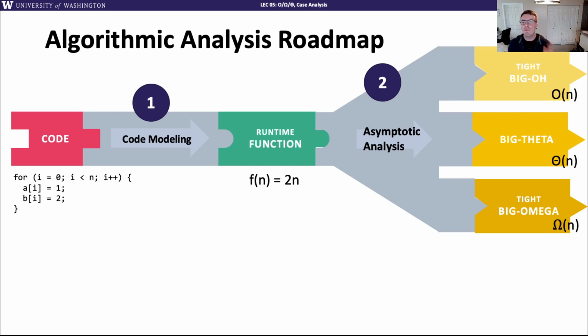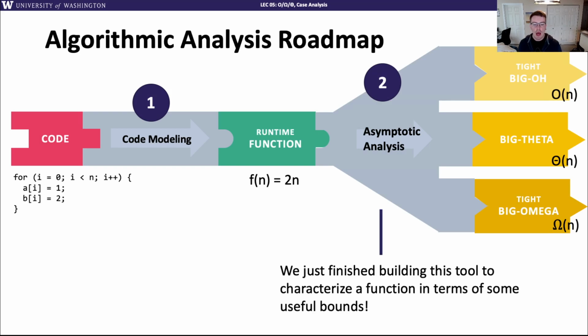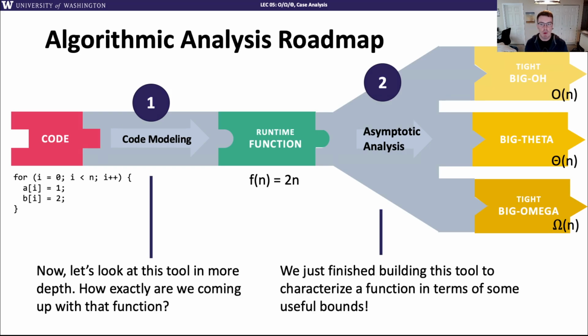Now, before, when we were talking about code modeling, we did handwave a lot, and we'll continue to handwave a little bit, because part of what comes out of code modeling are these constant factors that we just don't care about in the end with asymptotic analysis. But what we showed you with code modeling doesn't allow you to model some really common pieces of code that we would use in a data structures course like ours. So we're going to dive into this step 1 a bit more.